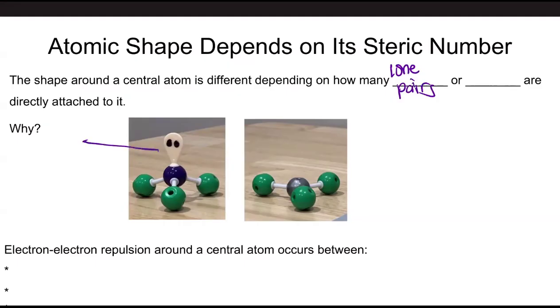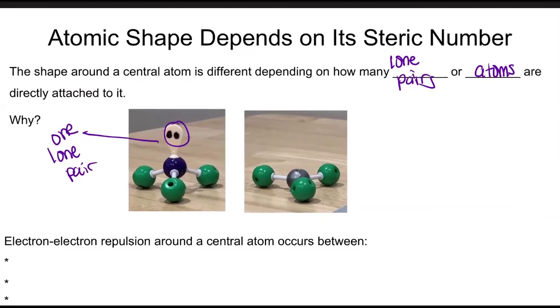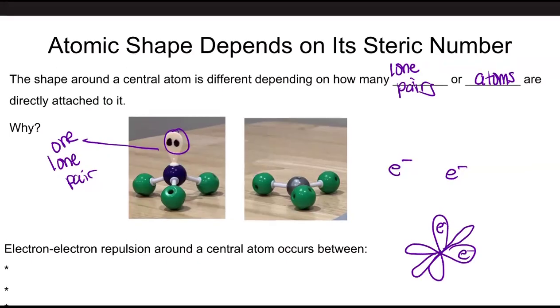And this is one lone pair. Remember, a pair is two. So I have two right here, one lone pair. Or atoms directly attached to it. Electron-electron repulsion. So you know electrons repel each other. You saw when they were filling orbitals, they would fill up p orbitals separately to be farther away from each other. Here, might as well draw on my third p orbital. I have three.